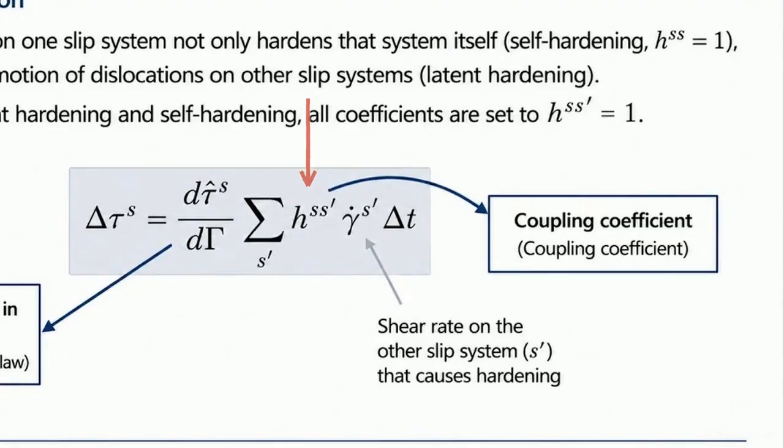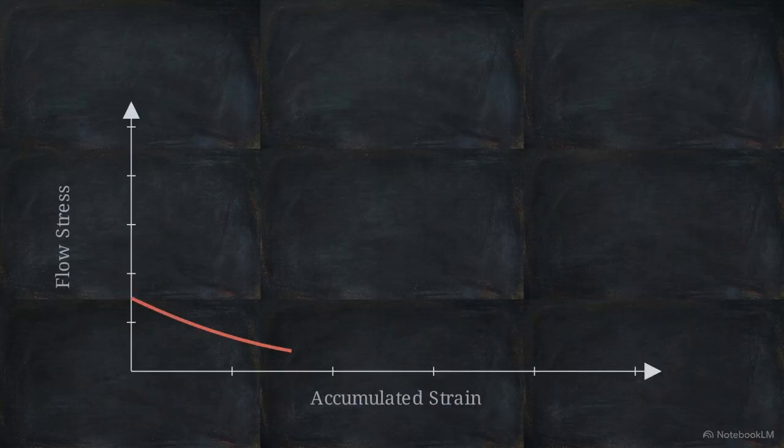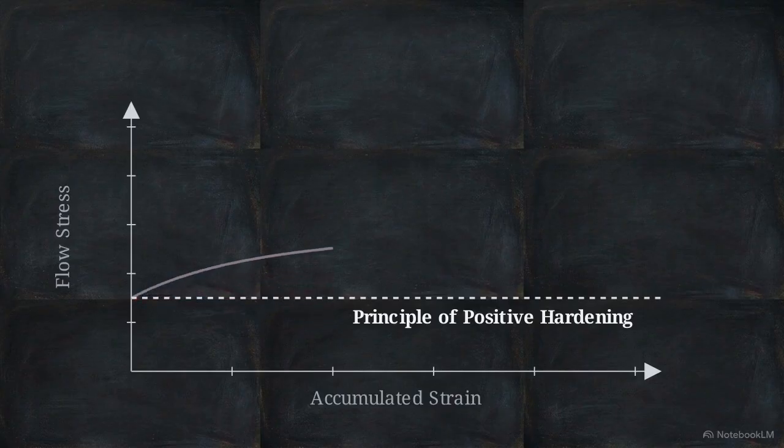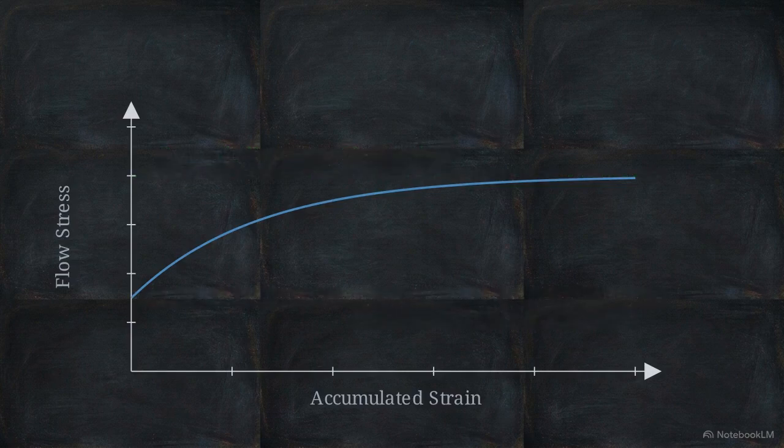To keep this highly coupled simulation stable, strict mathematical boundaries are programmed into the system. The principle of positive hardening dictates that the material must strictly harden over time, preventing the algorithm from calculating physically impossible softening responses. Enforcing these constraints to model dynamic recovery is necessary to prevent the algorithm from generating infinite hardening or non-physical, unstable stress responses.